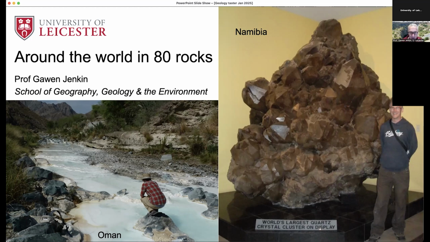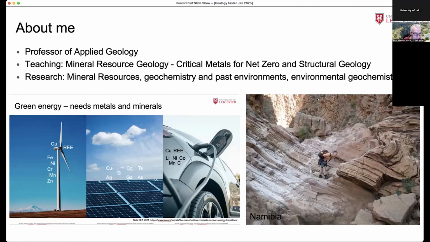Right, let's get going with the talk. So first of all, a little bit about me. I'm a professor of applied geology at the University of Leicester, and my teaching revolves around mineral resources. And so, in the second year, I teach a module on critical metals for net zero. And we can see some of the content there on the left.